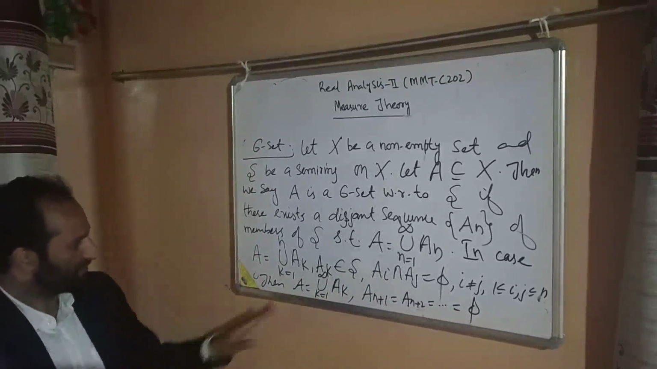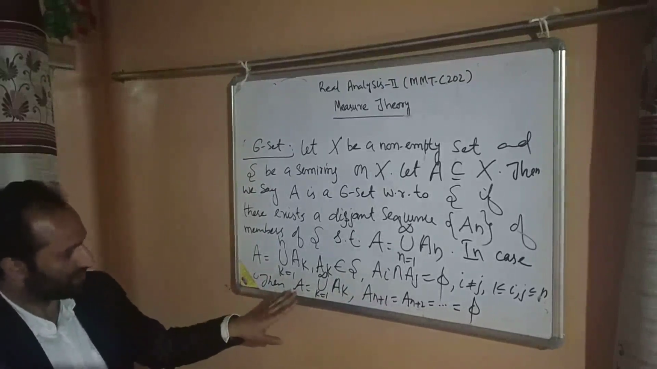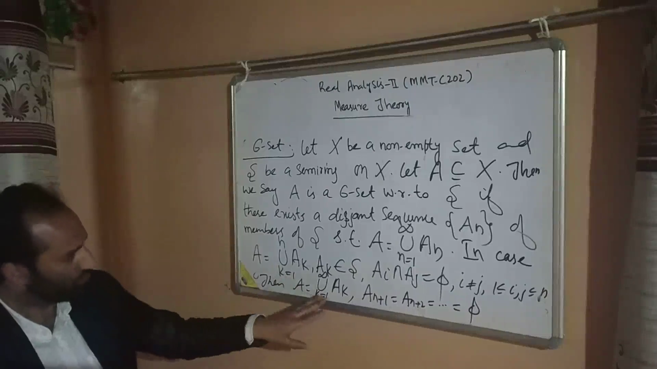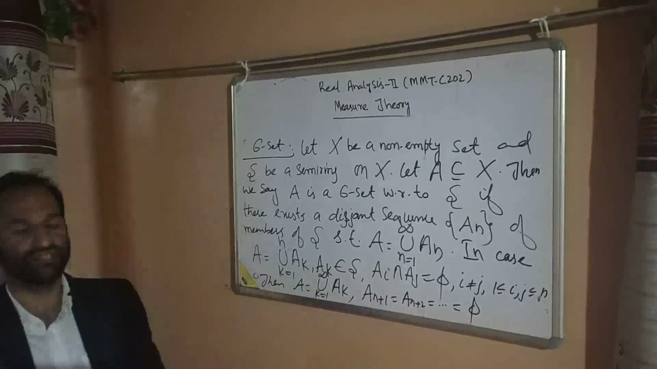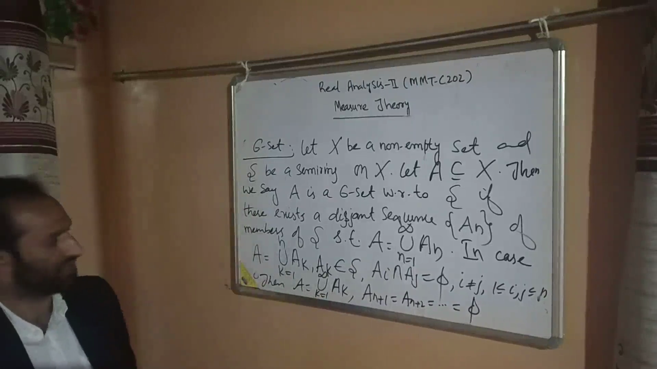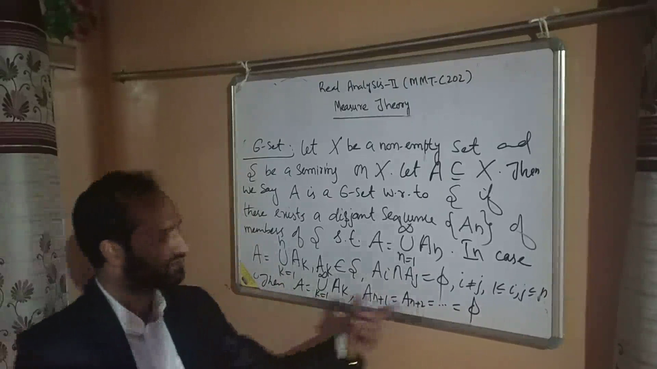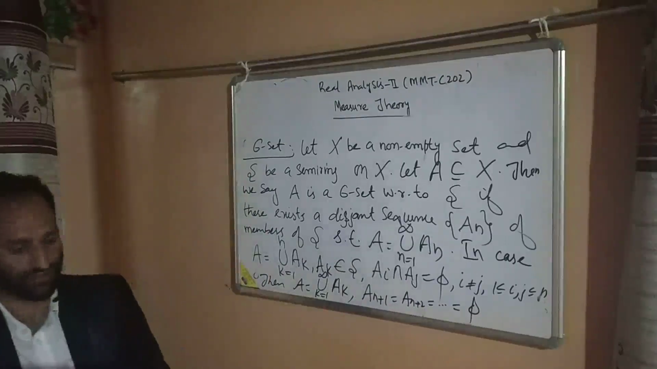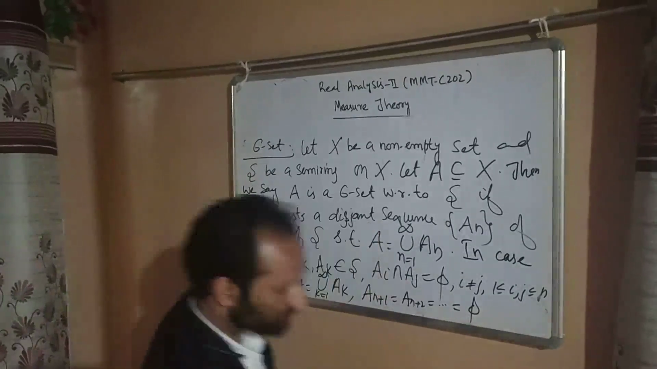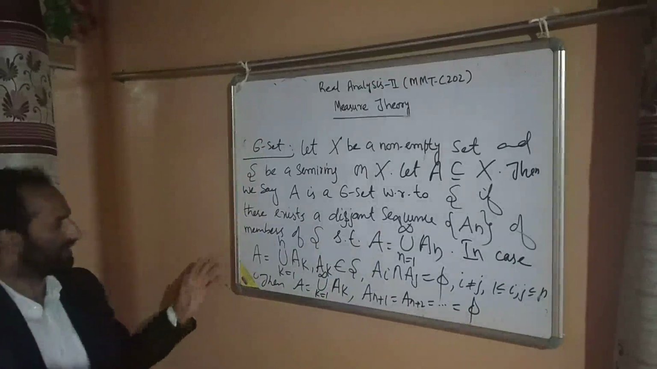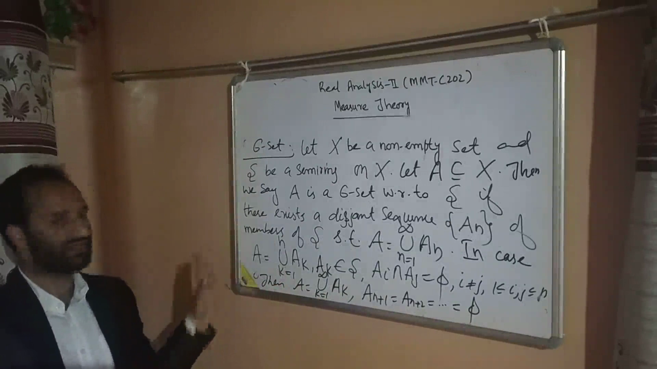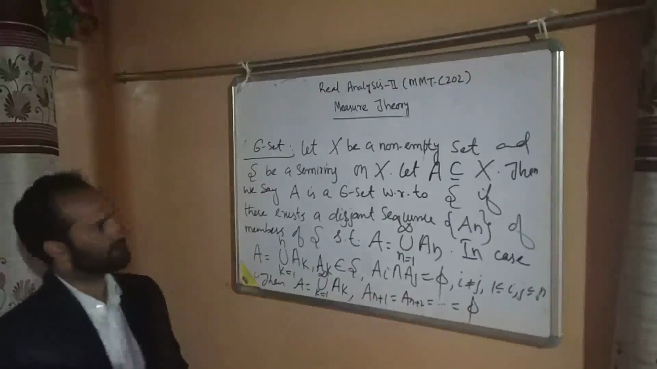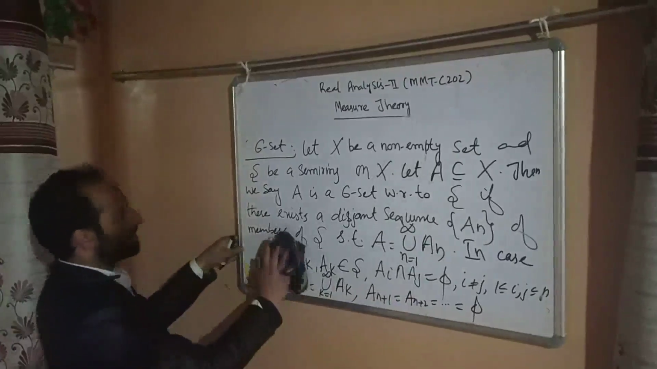And clearly this A is now a sigma set because it is a countable union of members of S, and they are all pairwise disjoint because the A_k's are pairwise disjoint, and we inserted here null sets. So null sets are also pairwise disjoint. Therefore, whenever A is a finite union of disjoint sets, then A is also always a sigma set. That's the definition of a sigma set.